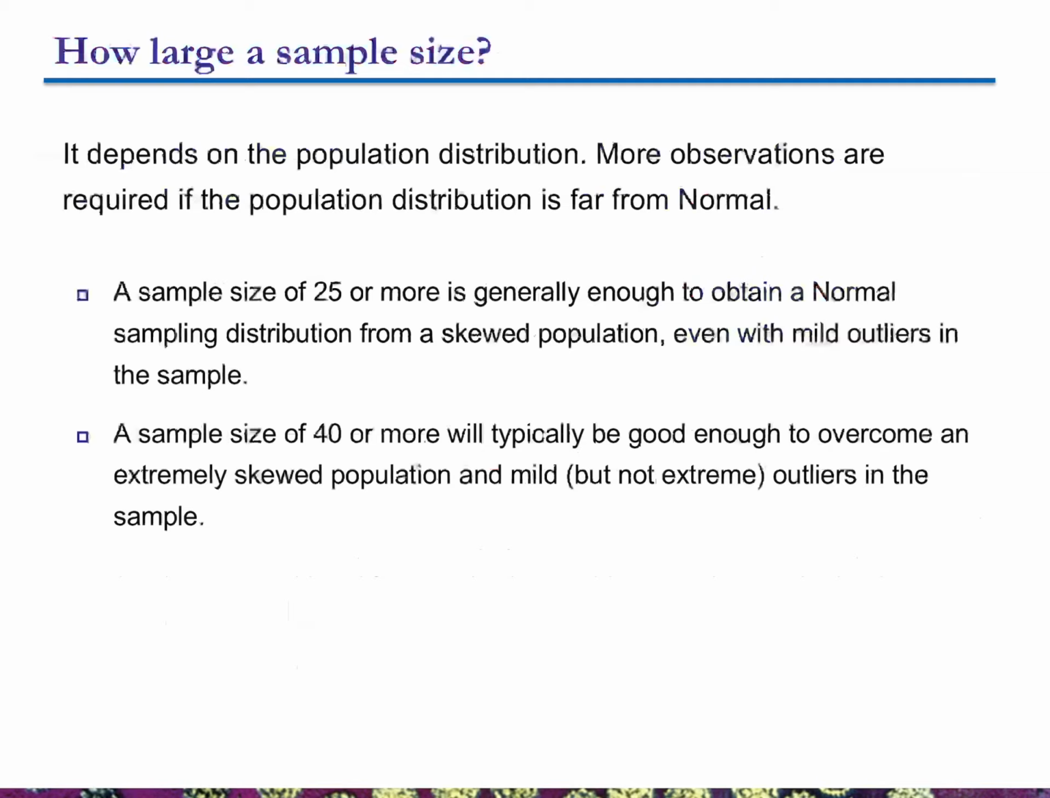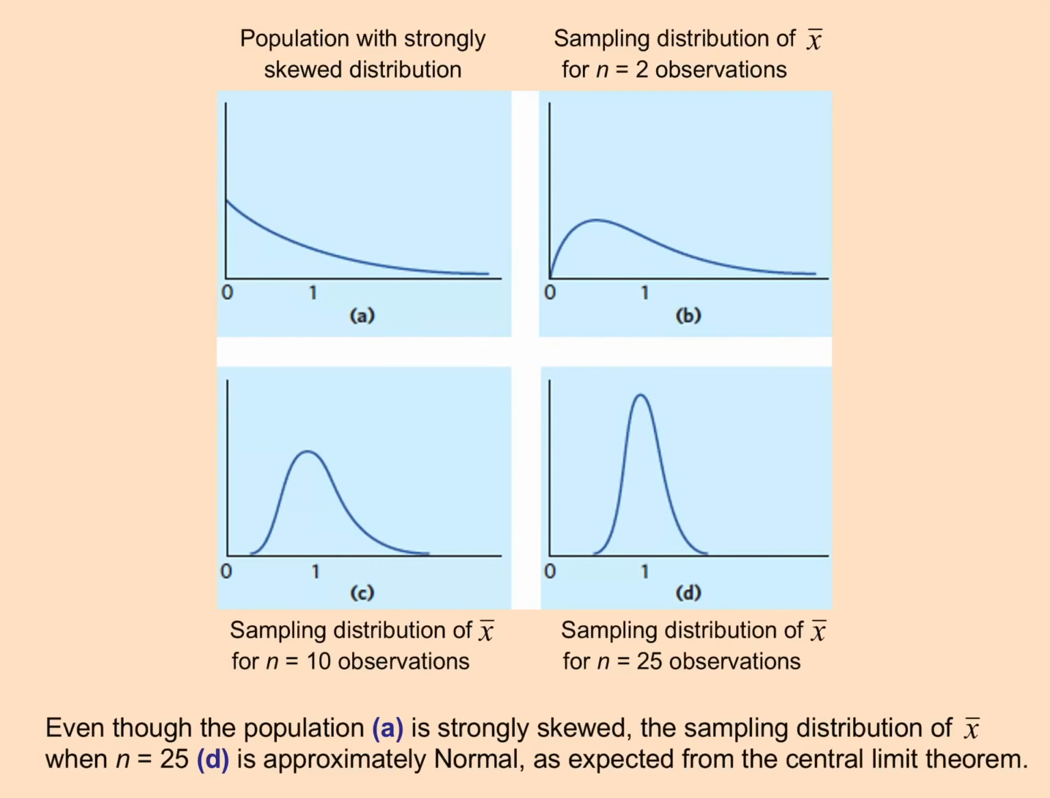Now, what about a sample size of 40? Well, this will typically be good enough to help overcome extremely skewed population distributions, still with mild outliers, all right? Okay, so let's take a look. So here on the left, we have a population with, I would call, a wildly skewed distribution. This is a population distribution, wildly skewed, all right? So let's say we took 1,000 samples from that population distribution, each one consisting of 2 measurements. So 1,000 samples, each one of size 2.